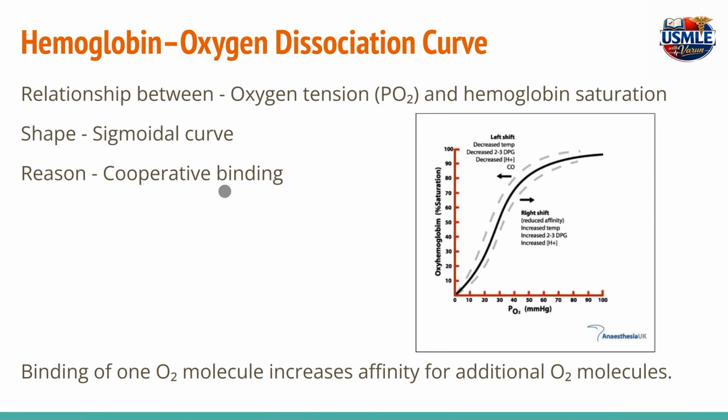The relationship between oxygen tension and hemoglobin saturation is represented by a sigmoidal curve. This shape is due to cooperative binding. When one oxygen molecule binds, it increases the affinity for the next one, and then it further increases the affinity for the next oxygen molecule, and this continues as a cycle. This property allows efficient loading and unloading of oxygen depending on how much oxygen the tissue needs.